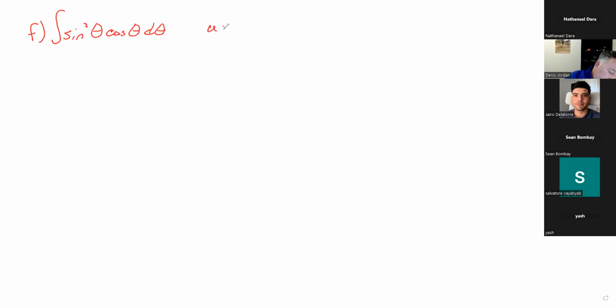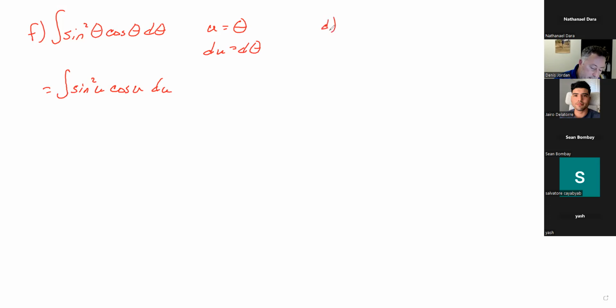Let's just say you went, oh, let's pick the angle for the u. So the du would be d theta, and then everything would turn into this sine squared u cosine u du. All you did is just replace the theta with the u and it didn't help you.